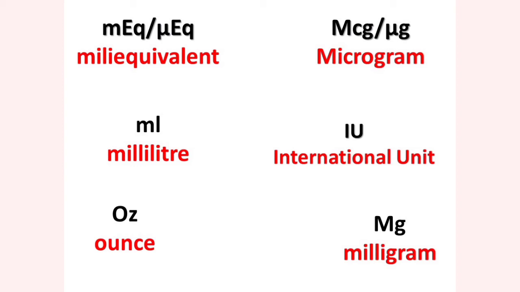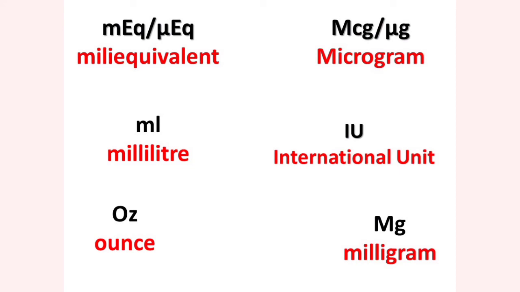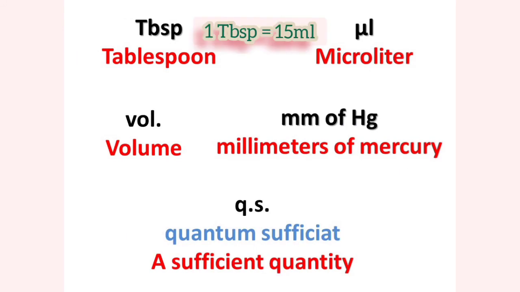Another is OZ, that is ounce. OZ means ounce. And another is mg, that is milligram. The maximum of the drugs are dispensed in milligrams. And another is TBSP, which represents tablespoon. Another is microliter, that is micro L, which means microliter. Another is VOL. VOL means volume.